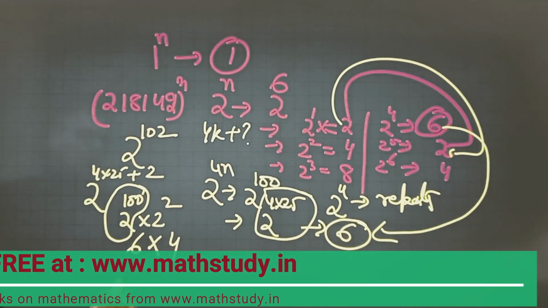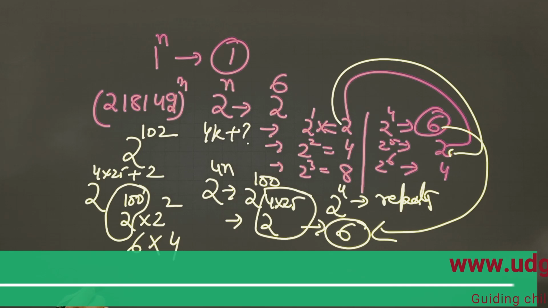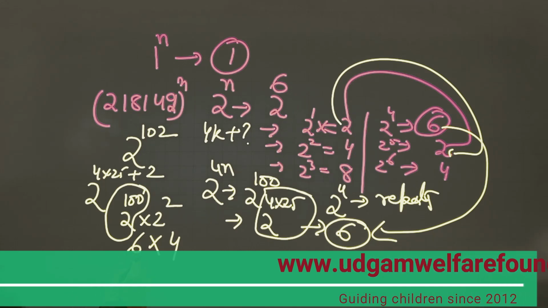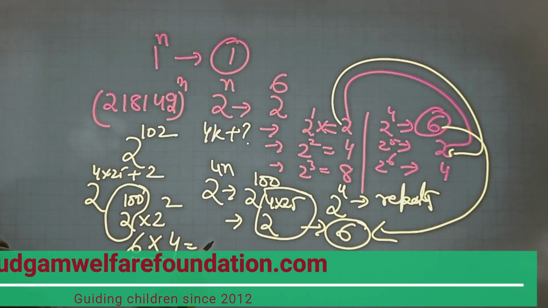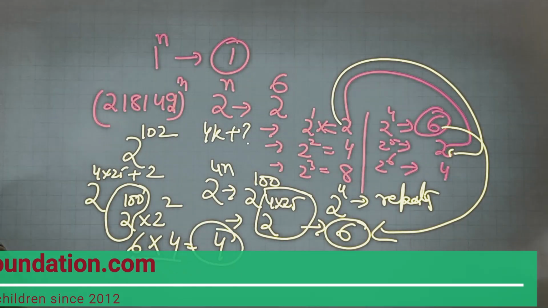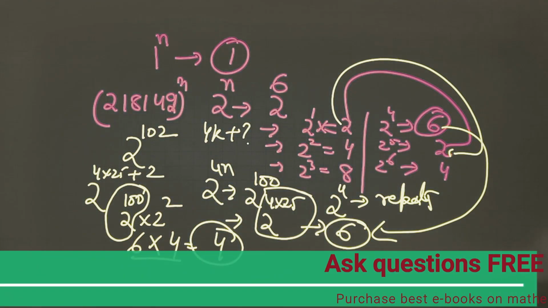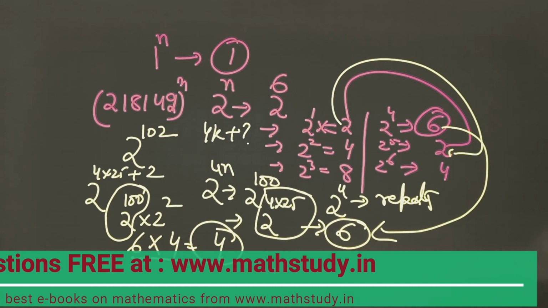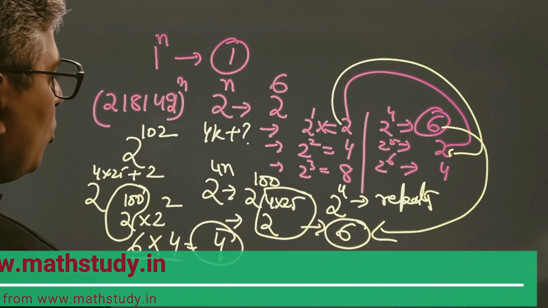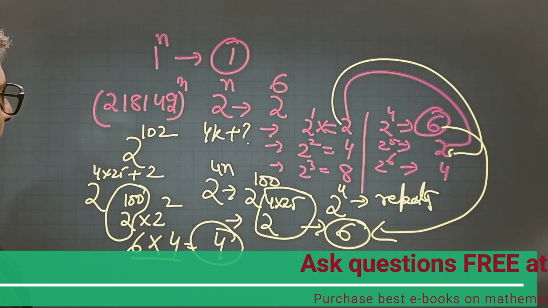We are not bothered about the complete number here. We need to target only the unit place number. So here, after getting the product of this, 6 into 4 is 24. That means 4 will be the number at the unit place after expanding 2 raised to the power 102, which is very interesting and very easy as well. I hope this concept for the expansion of 2 is clear now.